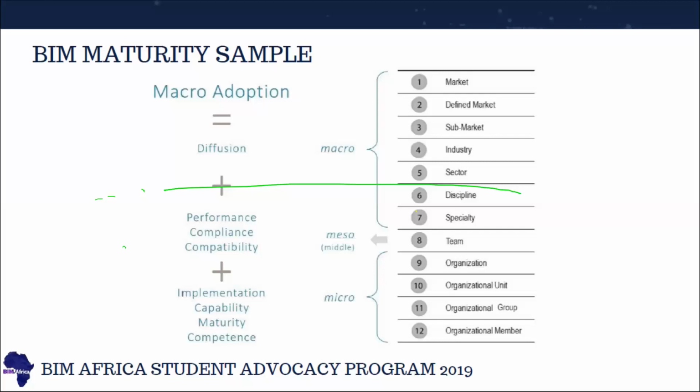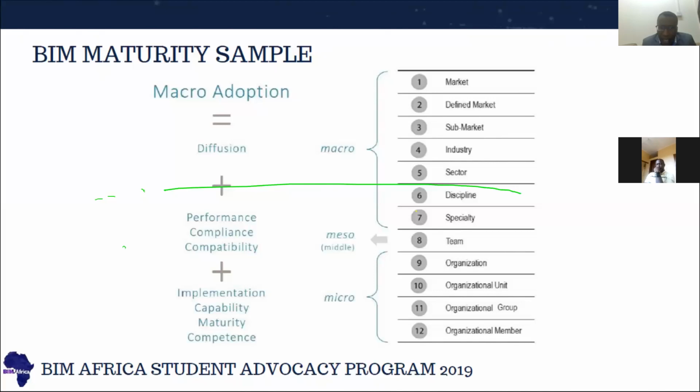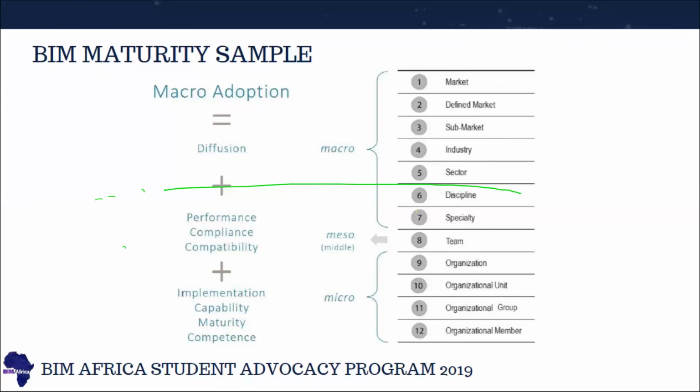First of all, they have the assessment in the context of micro, meso, and macro. Micro means you're doing it for individuals or a small organization. Meso means maybe you're targeting a team. And the macro is in the context of an entire market, which I think the BIM Africa initiative should actually do, so that you can identify what each country in Africa is doing, what the market in each country is doing.